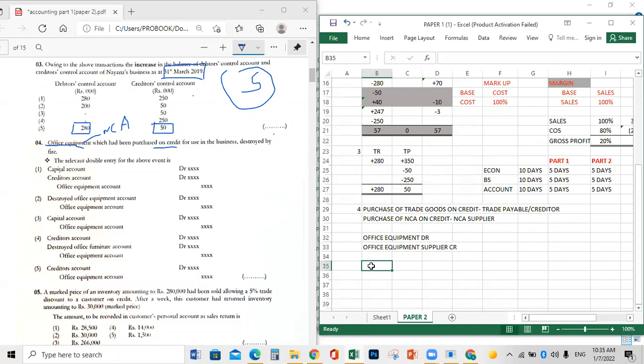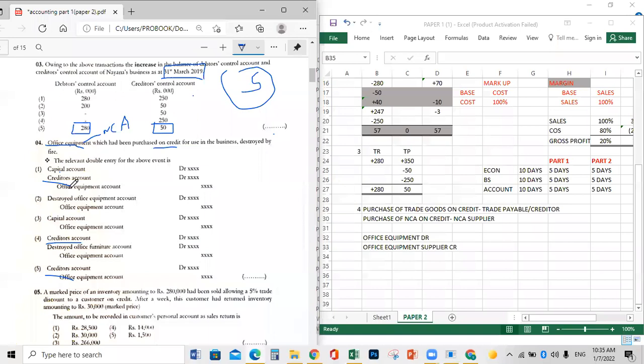Now they are telling that the office equipment which you purchased on credit was destroyed. So some of y'all were trying to include the creditor. Y'all were giving me answers where you included creditor. Guys, is the creditor involved here? If your office equipment was destroyed by the fire, can you go and tell your supplier, listen, my office equipment was destroyed, because of that I will not pay you? Can you tell him like that? No, you can't.